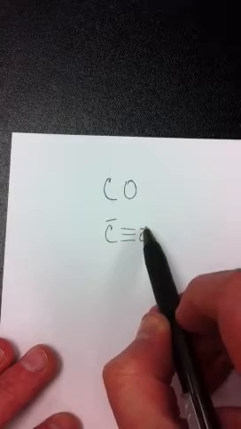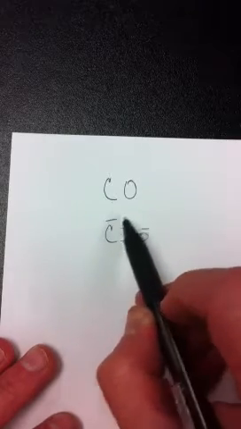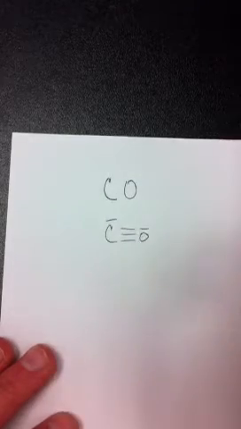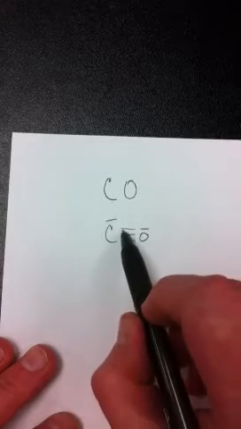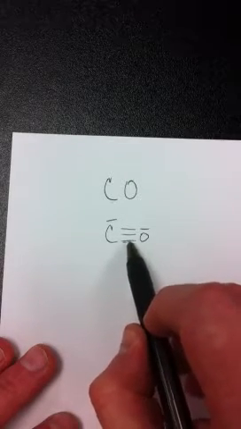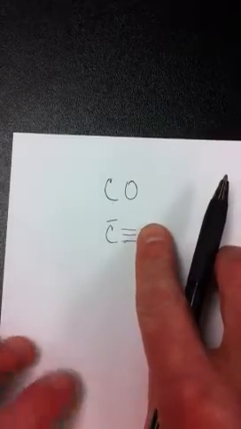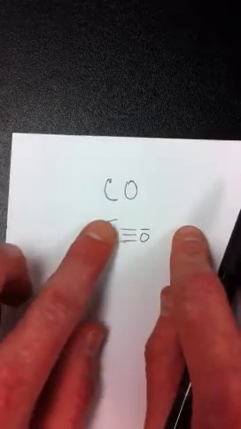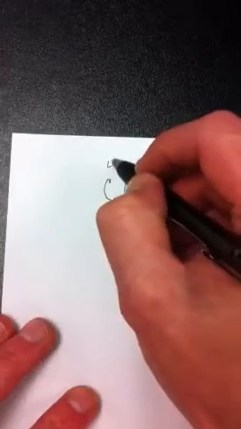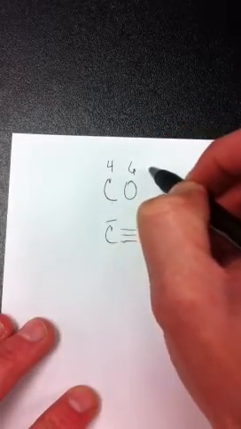You've done something like this in IPC where you use dots. We're just going to use lines. If you want to use dots, you can. These lines represent 2 electrons, so they are sharing these 6 electrons. That one has 8 around it. That one has 8 around it. Carbon is in group 4. Oxygen's in group 6.